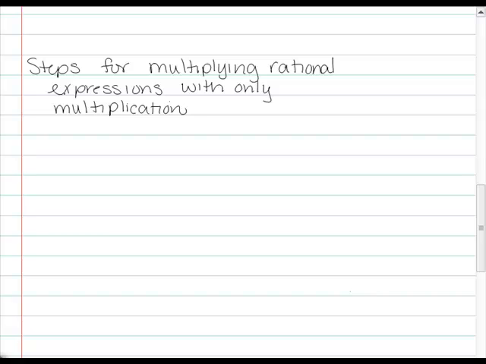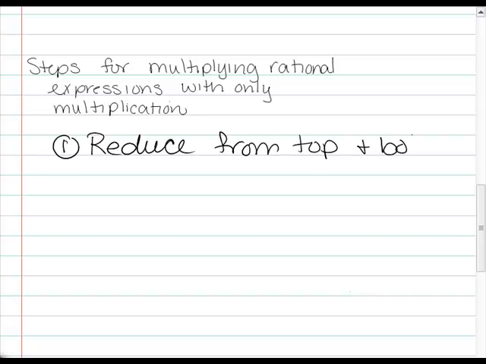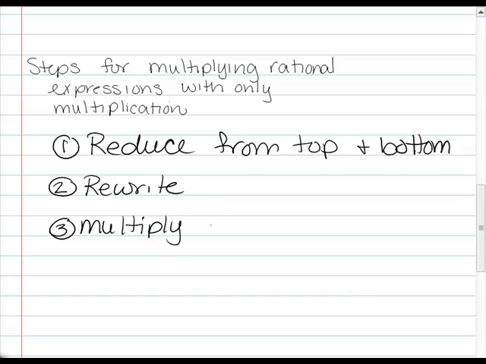Okay, so for the steps of multiplying these rational expressions that have only multiplication in them, there's no addition or subtraction, which we'll talk about here in just a minute, number 1, you're going to reduce from top to bottom. And remember, it doesn't have to be in the other fractions. It can be in the same fraction that you reduce. The second thing you're going to do is rewrite it just so you can see what's left over and see if you might have missed something when you were looking at what could reduce. And the third step is you're going to multiply straight across. And you are done.